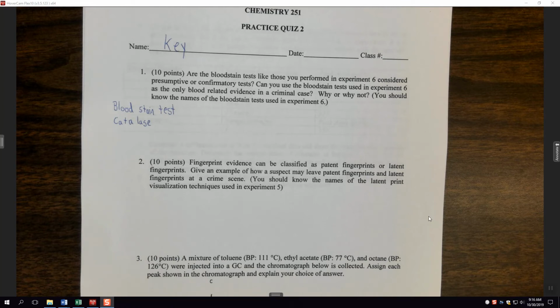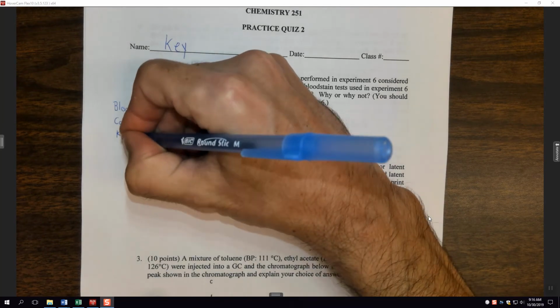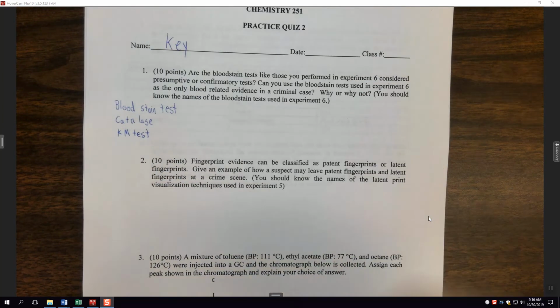The next one is the Kastle-Meyer test, which we abbreviated the KM test. And you'll remember that the KM test was using hydrogen peroxide and phenolphthalein. And there were two methods of doing this. The first was the sensitive test, where you combine the hydrogen peroxide and the phenolphthalein together, and in theory it could detect down to about 10 parts per million in blood. And you actually tested that. You might have gotten slightly different results in the lab, but you actually tested that in one part of the lab to see how sensitive it was.